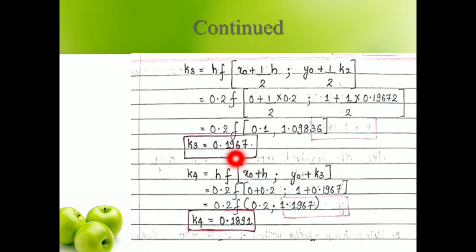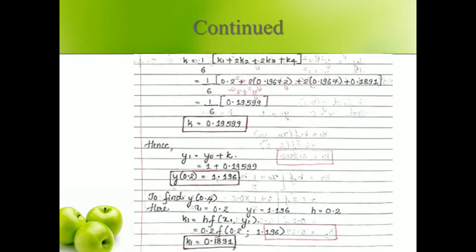We get k3 equal to 0.1967. Find out k4, that is h of f of x naught plus h, y naught plus k3. We get 0.2 f of 0.2, 1.1967. Substituting f of 0.2 and 1.1967 in y dash value, then multiplying by 0.2, we get k4 equal to 0.1891.